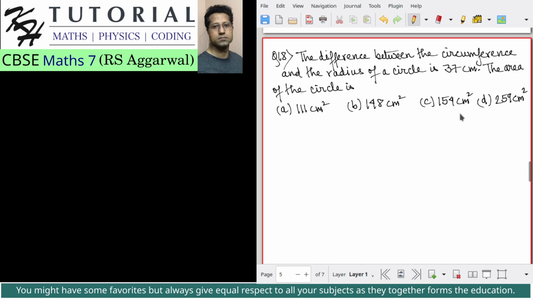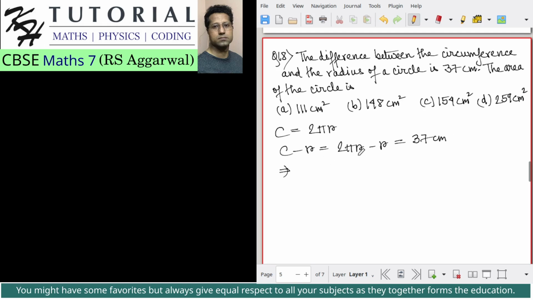Question number 18. The difference between the circumference and the radius of a circle is 37 centimeter. The area of the circle is, okay. So let's see, we know that circumference for a circle C is 2 pi r, where small r is the radius of the circle. So what is given? It is given that the difference between the circumference and the radius, okay, so C is the circumference. The difference between circumference and the radius is C minus r. This is equal to C, we know, is 2 pi r. So 2 pi r minus r is given as 37 centimeter.